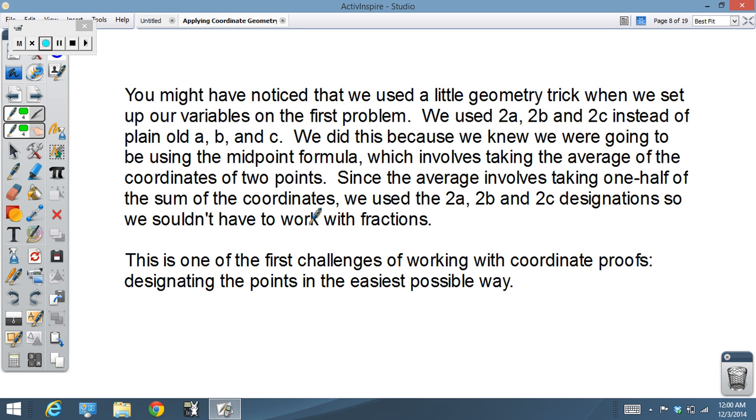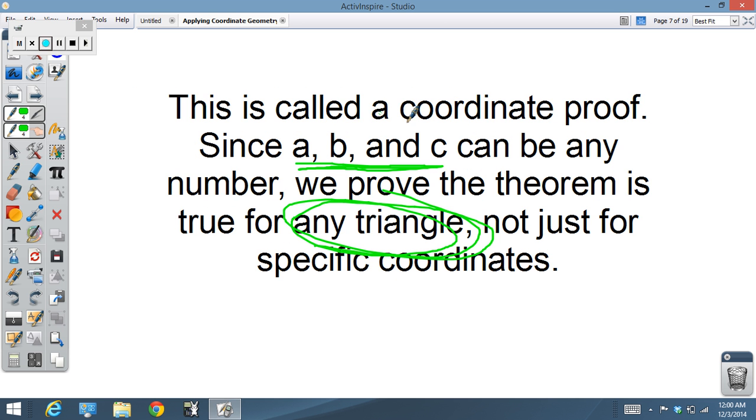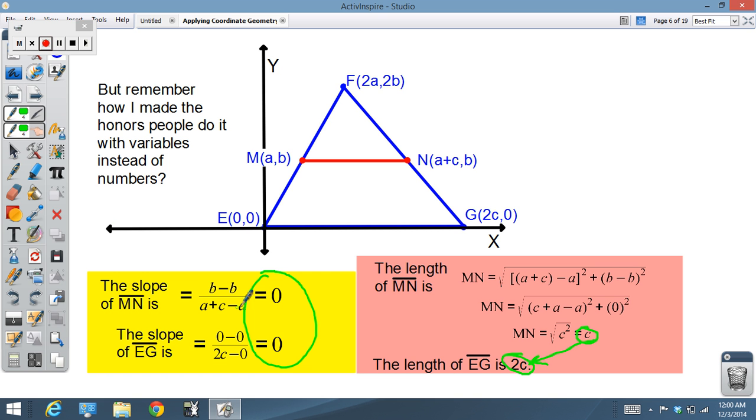That's called a coordinate proof. So there's our vocab word for the day, coordinate proof. Using just variables, if we can prove something true, we know it's true in all cases. Since A, B, and C are totally undefined, they can be any numbers. This can be any triangle.